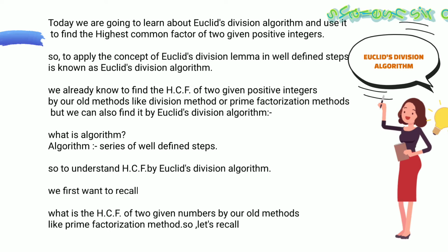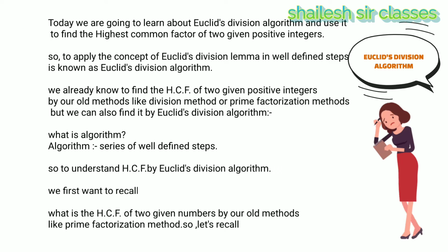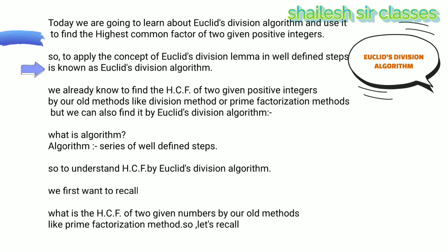Today we are going to learn about Euclid's division algorithm and use it to find the highest common factor of two given positive integers. So to apply the concept of Euclid's division lemma in well-defined steps is known as Euclid's division algorithm. We already know to find the HCF of two given positive integers by our old methods like the division method or prime factorization method. But we can also find it by Euclid's division algorithm. What is an algorithm? An algorithm is a series of well-defined steps.